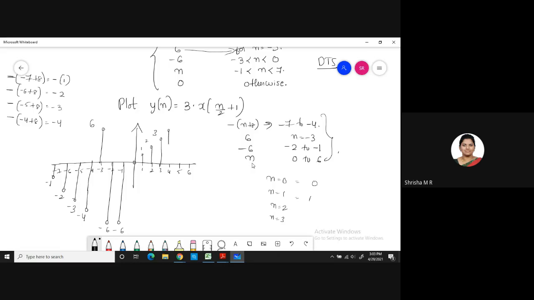At n is equal to 4, it is 4. At n is equal to 5, it is 5. And at n is equal to 6, the amplitude is 6. This is our given waveform x of n.